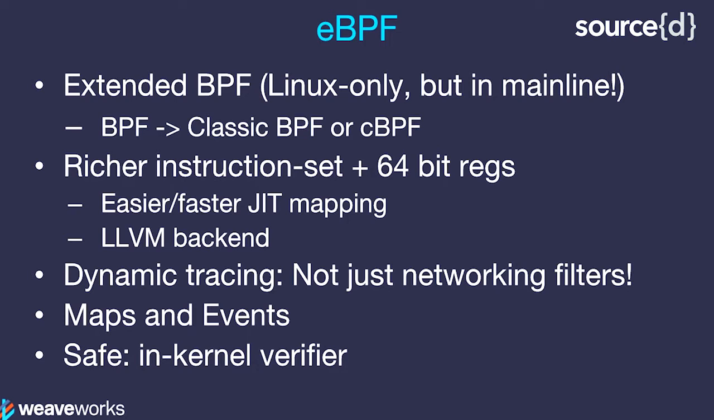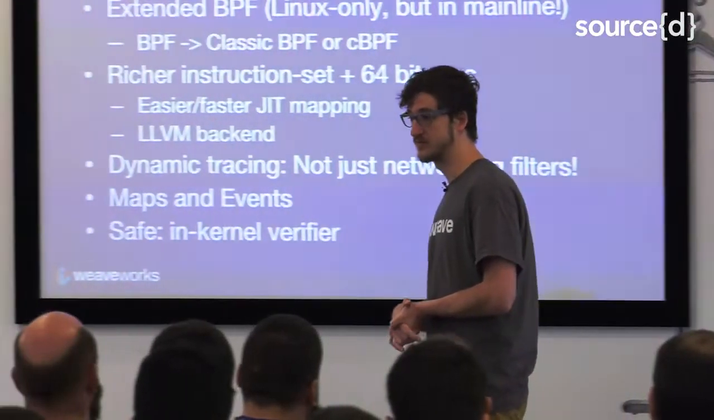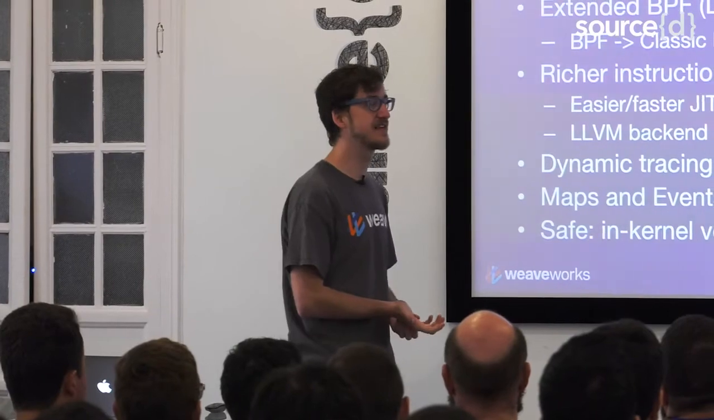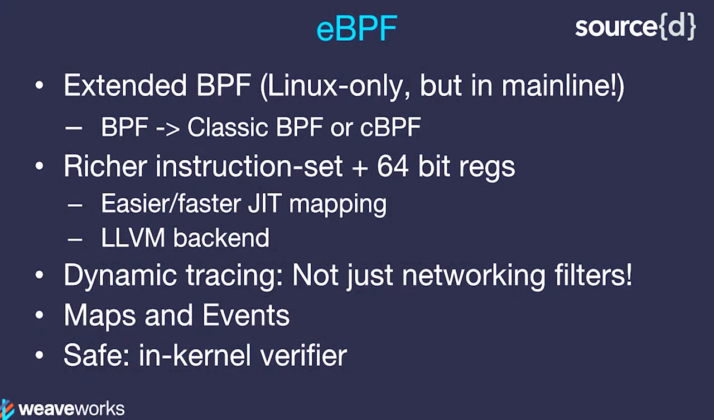Since BPF was extended, the original BPF is now called Classic BPF or cBPF. It's also a technology which uses a virtual machine in the kernel and executes programs described through a bytecode representation, which makes them architecture independent, by the way. But the instruction set of eBPF is much richer. It has 10 64-bit registers, which makes it easy to map to the host architecture on the fly. So you can map registers and translate to native instructions very easily.